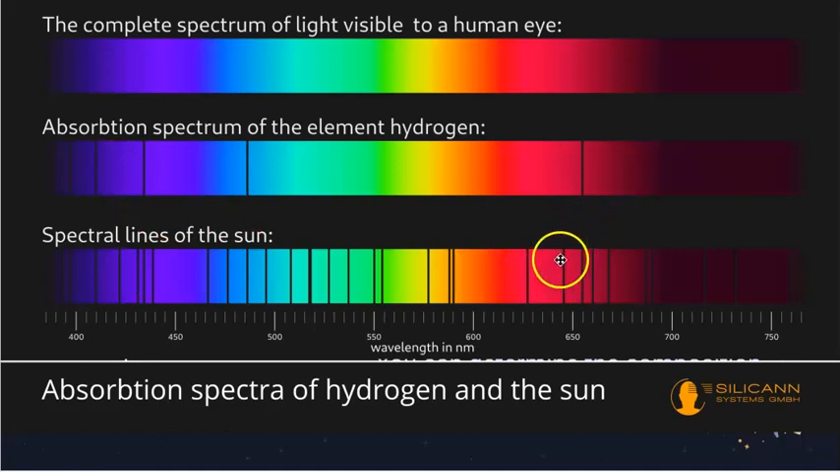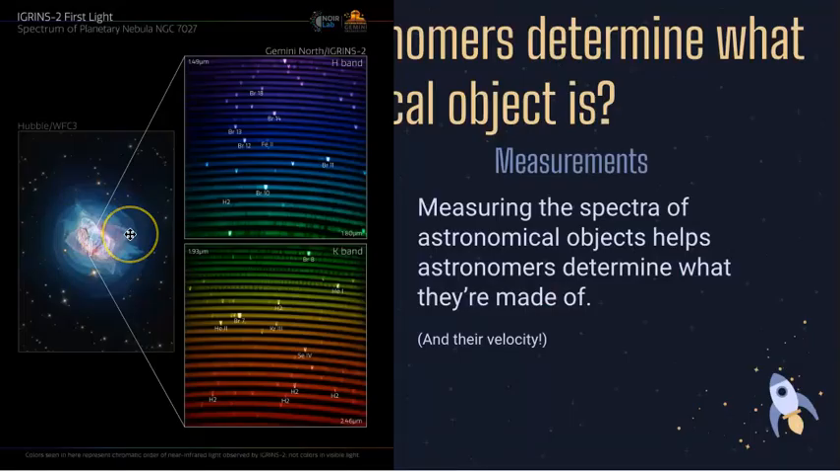But you might notice that there's all these other lines of absorption. And that means that, not only does our sun have hydrogen in it, but it must have a lot of other elements too that are causing these different absorption lines. And so astronomers can use this on things like our sun and its spectrum. They also look at the spectra of even more distant objects like this planetary nebula.